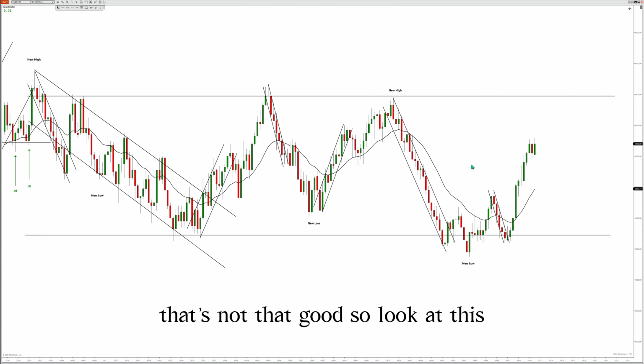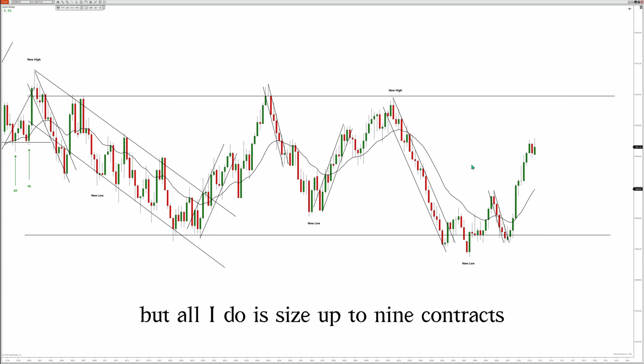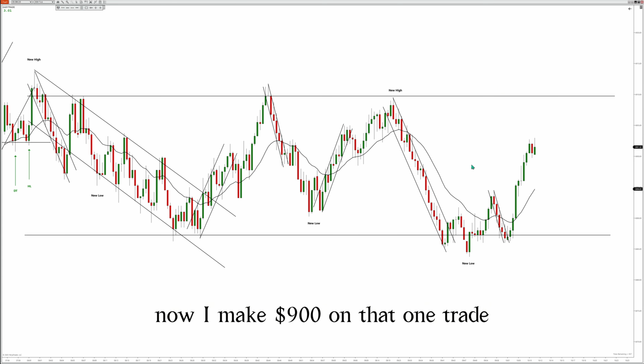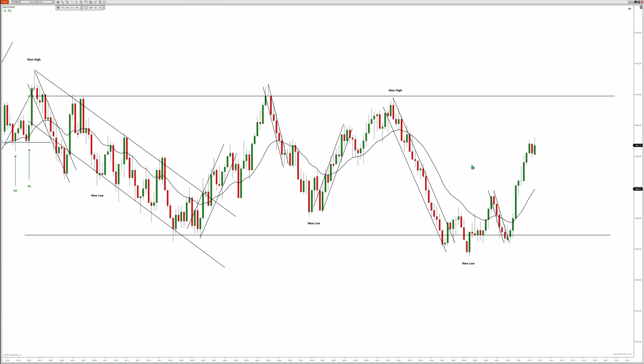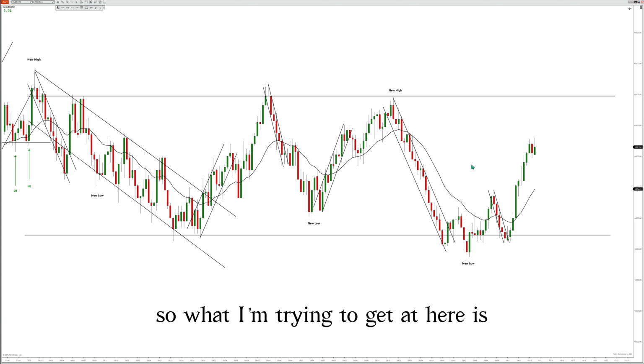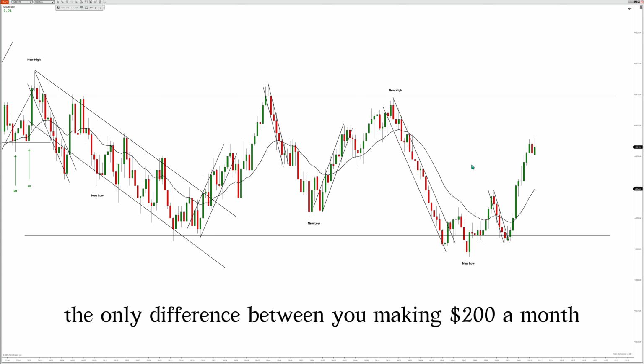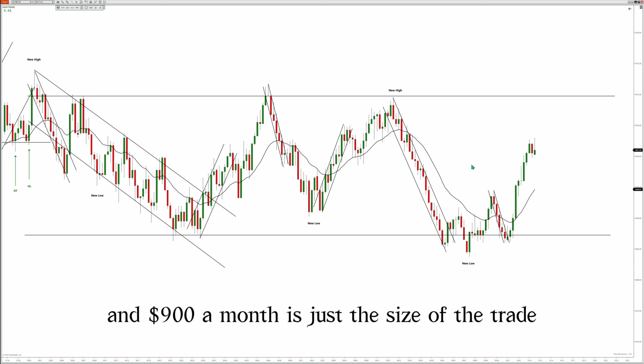That's not that good. So look at this, okay? Let's say I take that same trade, but all I do is size up to 9 contracts. Now I make $900 on that one trade. So what I'm trying to get at here is the only difference between you making $200 a month and $900 a month is just the size of the trade.